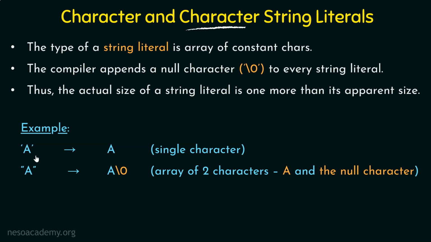So for example, if I write A enclosed within single quotes, what did we say? Single quotes means it is treated as a char type, a single character, and it is equal to A. Now, if I enclose this same A within double quotes, then it is treated as a string literal. And when it is a string literal, the compiler is going to append this null character to it. So it is an array of 2 characters now, which contains A and the null character. So this is the difference between the simple character and the string literal, which is an array of constant characters which ends with the null character. So that is about the character and the character string literals.